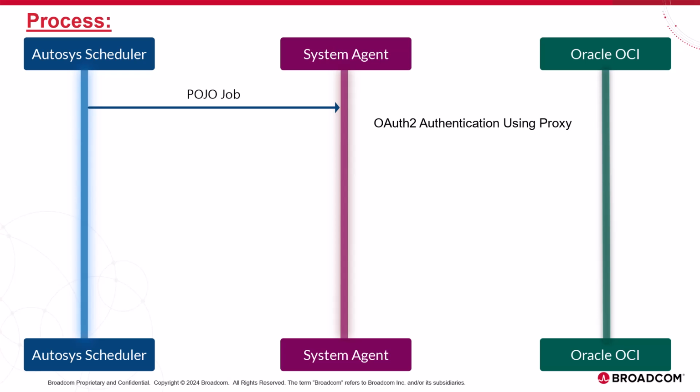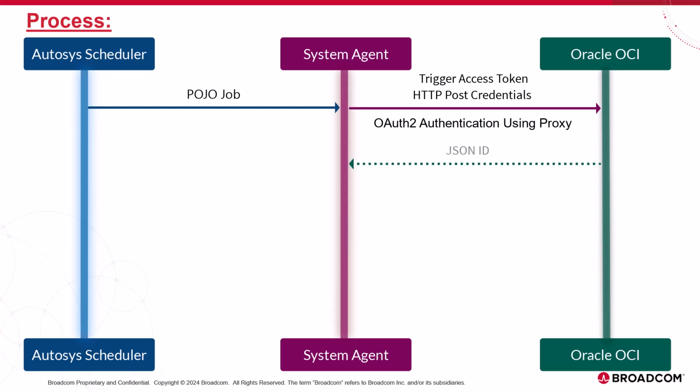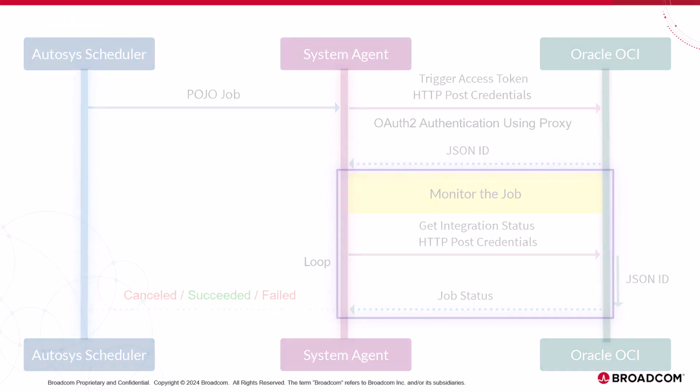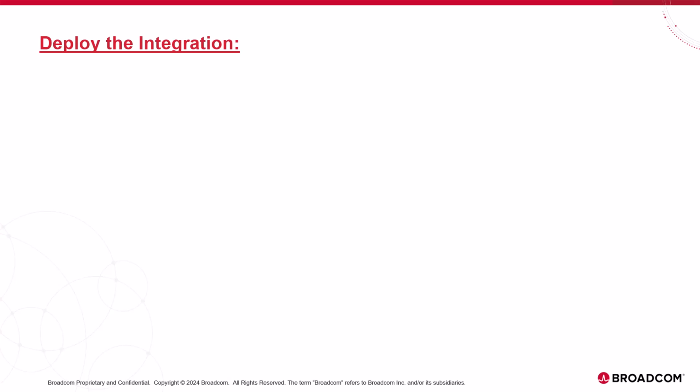Once authenticated, the agent submits the job to the Oracle OCI server as a POST request. The Oracle OCI server identifies and executes the matching job. The job execution returns a JSON response that contains the execution details. The Oracle OCI server and system agent monitor the job until it reaches its final state. Once the final state is obtained from Oracle OCI, the job status in AutoSys is updated accordingly as either canceled, succeeded, or failed. Let's look at how to deploy the integration.